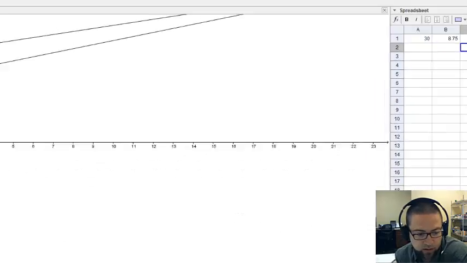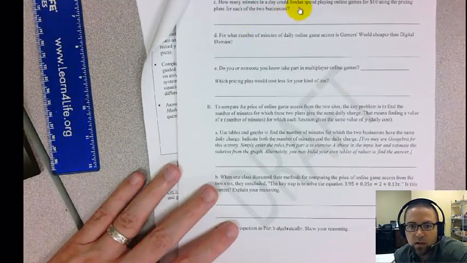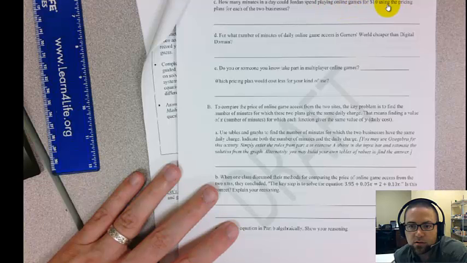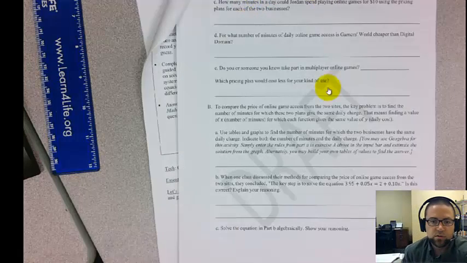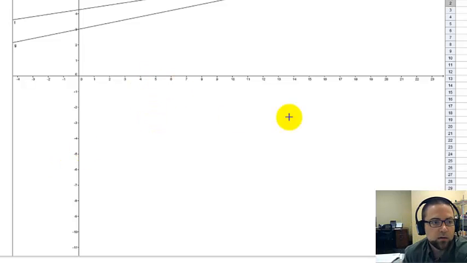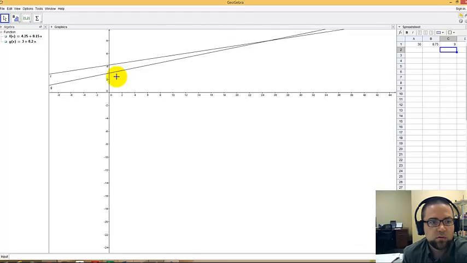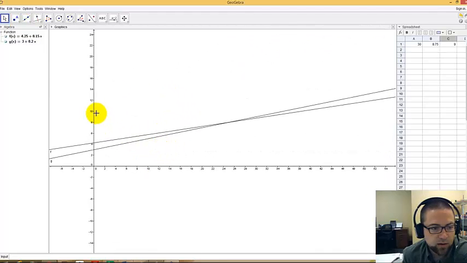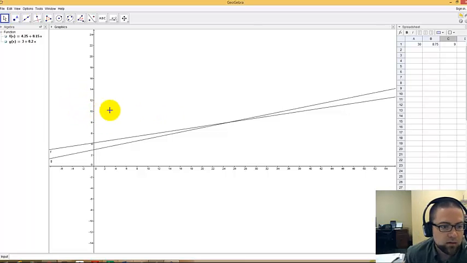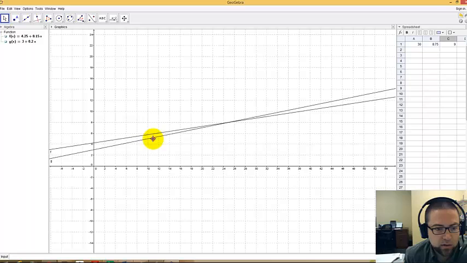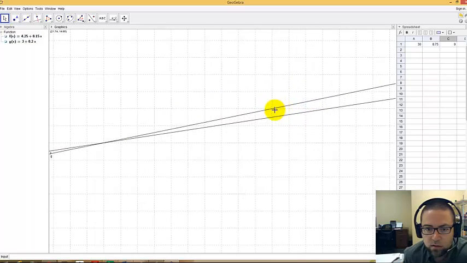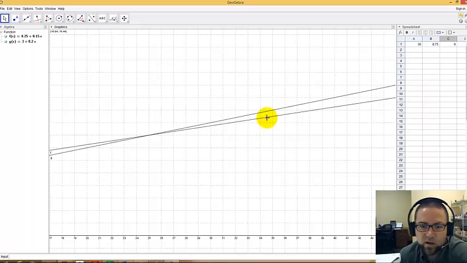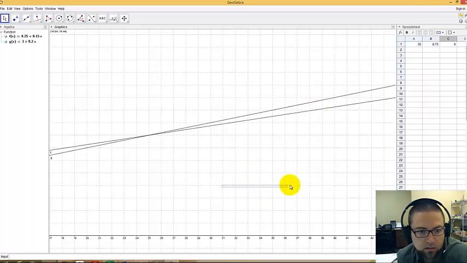Next question, so back over to our packet. How many minutes in a day could Jordan spend playing online games for $10 using the pricing plans for each of these two businesses? What I want to do there is, this function is how much money it's going to cost. So I want to go to $10 and find that value. I could turn on my grid and look over here. Something around there, which is 35, so 35 minutes probably for that plan. This is g of x. And the other for 10, make sure I'm on the right line here.